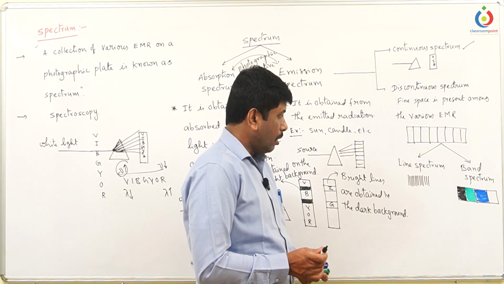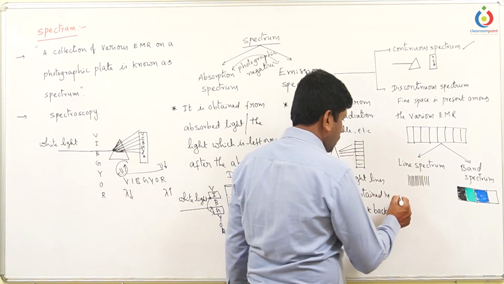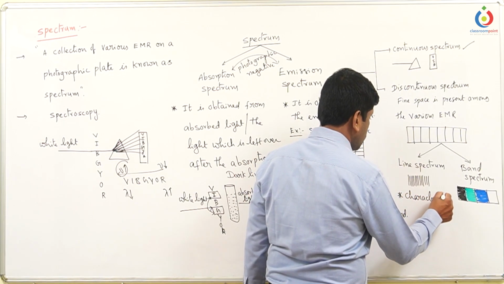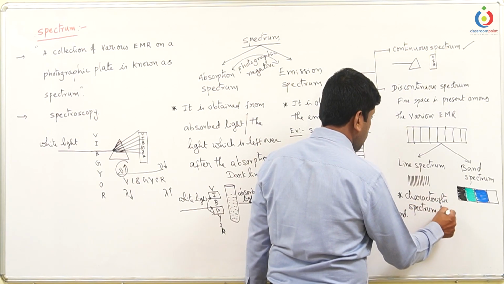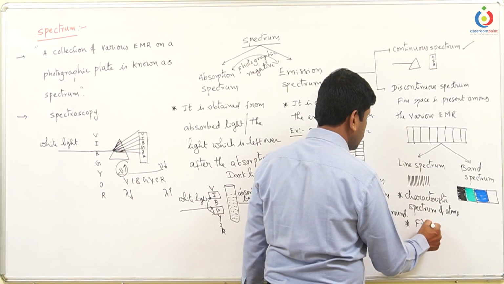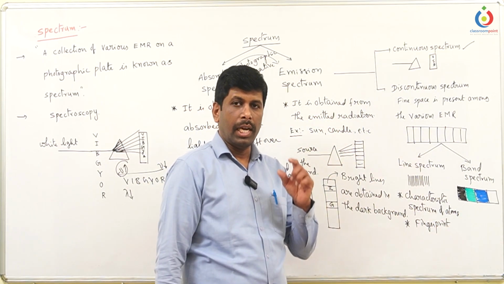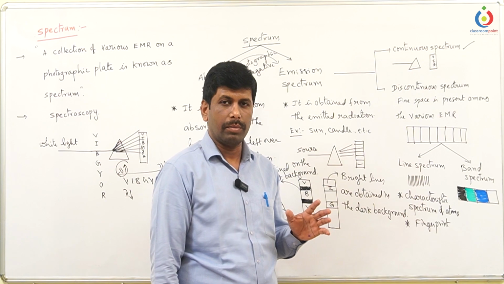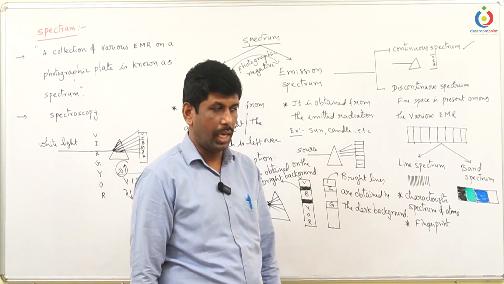Now let us see which elements give the line spectrum and which give the band spectrum. Line spectrum is the characteristic spectrum of atoms. This is also known as the fingerprint spectrum of the atoms. It means every atom gives its own line spectrum. No two atoms give the same line spectrum. That's why it is known as the fingerprint spectrum of the atoms, or the characteristic spectrum of the atoms.